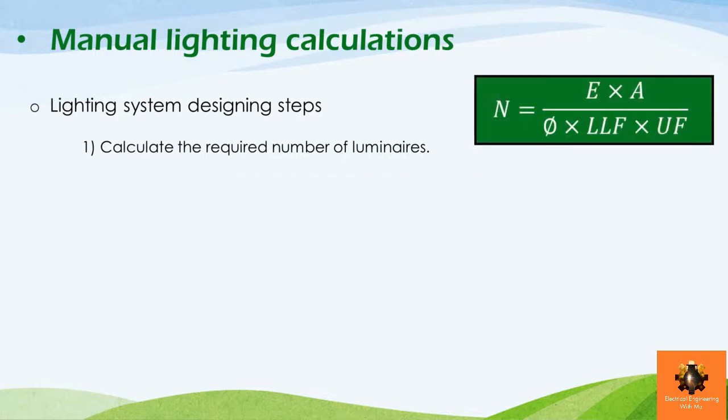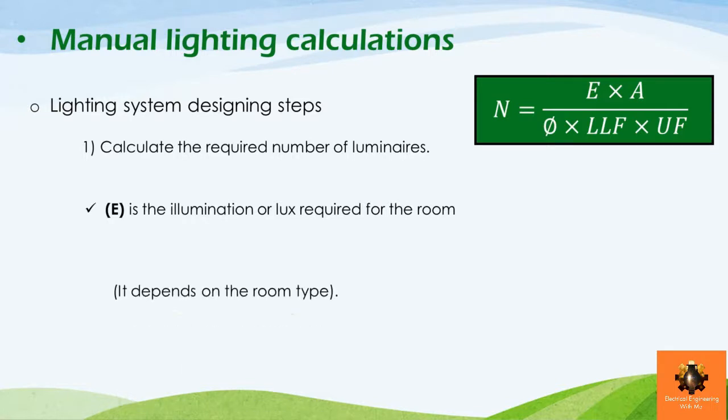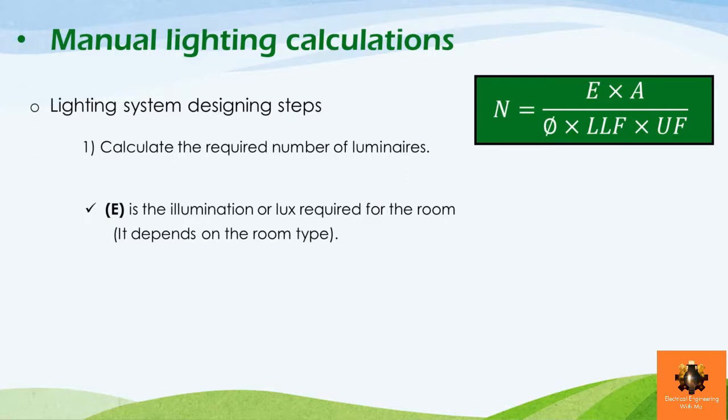And then in the numerator we have E times A, where E is the value of the illumination or lux required for that place or that room. If you remember, we learned it before that the illumination or the lux is the amount of light that we will supply the room with. And this amount of light that the room will need depends on the type of the room itself, as each type of room will need a specific amount of lux according to the nature of the room itself or the application that we need the room for.